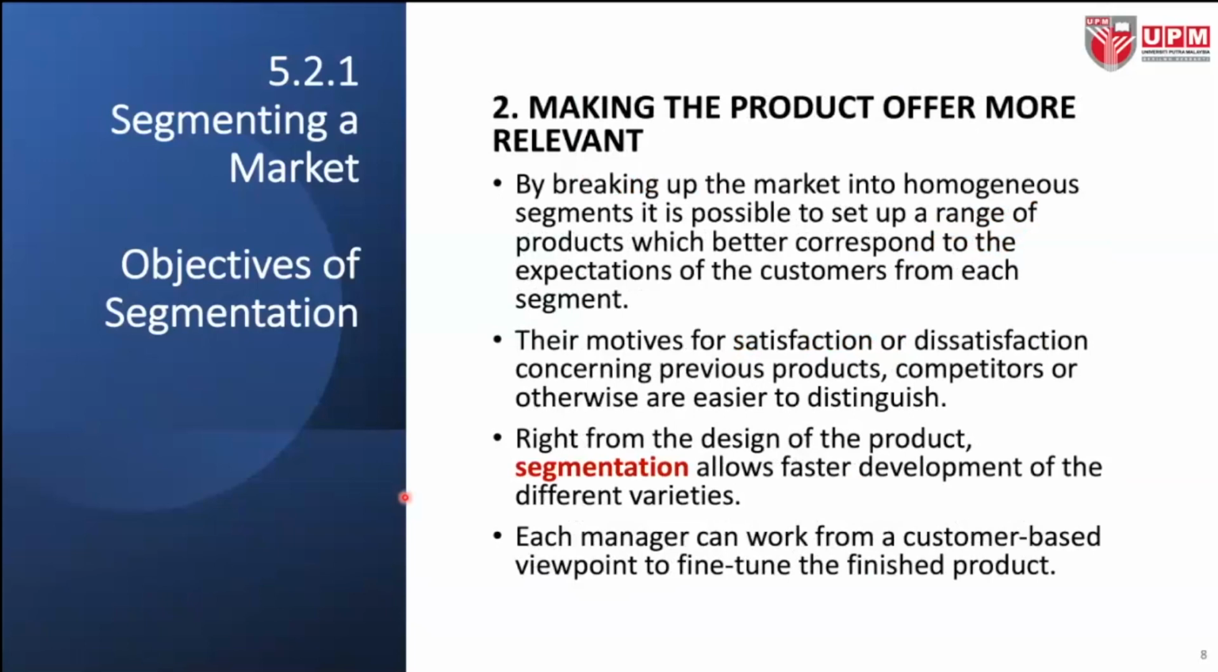So the second objective is basically making the product offer more relevant. More relevant to whom? More relevant to the customer. By breaking up the market into homogeneous segments, it is possible to set up a range of products which better correspond to the expectations of the customers from each segment. So each segment has its own expectation, and each segment of customers or segment of product can then provide the customer better knowledge. Basically, it is tailor-made to the group of customers.